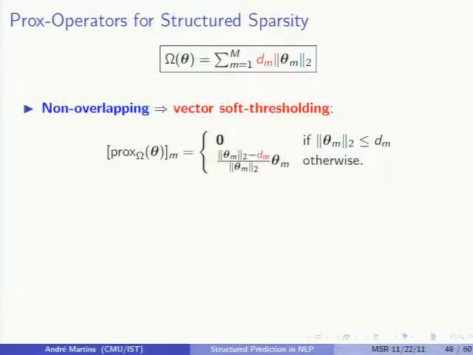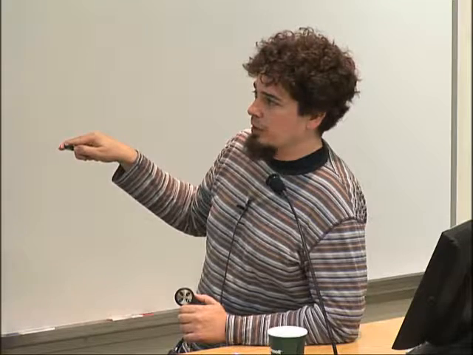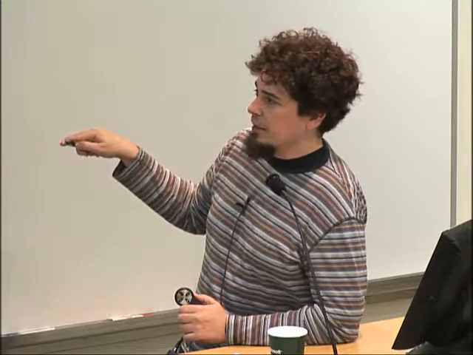So what about group L1? In the non-overlapping case, the solution of this problem is what is called vector soft thresholding. This is a generalization of soft thresholding that works at group level. So for group number m, we're going to take the L2 norm of that group, and we are going to shrink the norm. We are going to subtract this fixed amount d_m from that norm, okay? By scaling everything inside that group to achieve that norm. And if by doing that we cross zero, we just set everything inside that group to zero. So this is essentially discarding the entire group, right?